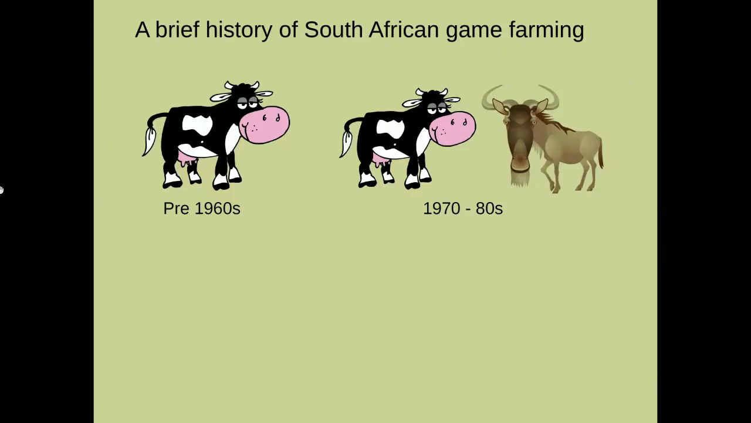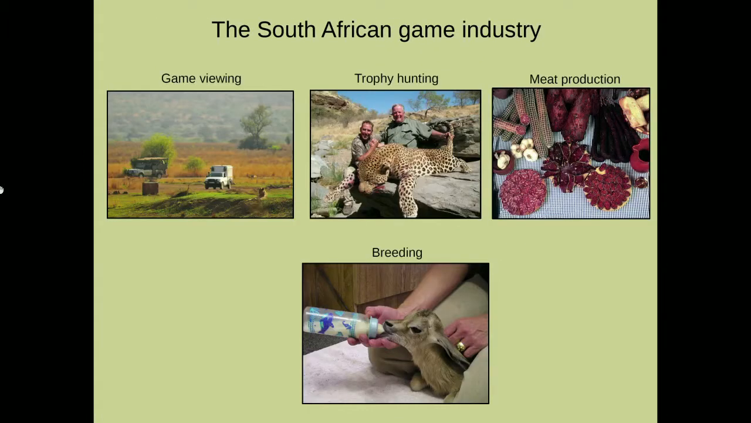The South African game industry mainly generates external revenues from game viewing, trophy hunting, and various types of meat production. These are the main external ways of making money out of wildlife you own. There's also quite a big breeding industry that is supplying these other activities with game.